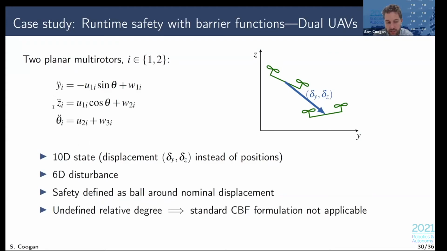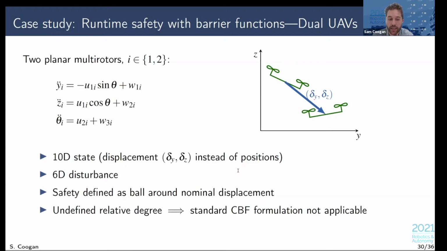We introduce disturbances in the acceleration. So we have a 6-dimensional disturbance vector, and we define safety to be some ball around a nominal displacement, and the displacement is given by the delta y and delta z variables. One interesting thing to note about this planar multi-rotor system is that if you recall your nonlinear control theory, if you were to try to feedback linearize the system or compute the relative degree for the system, the system generally doesn't have a well-defined relative degree, which means that in general, and it depends on the particular control barrier function that's proposed, the classic control barrier function paradigm won't apply here.